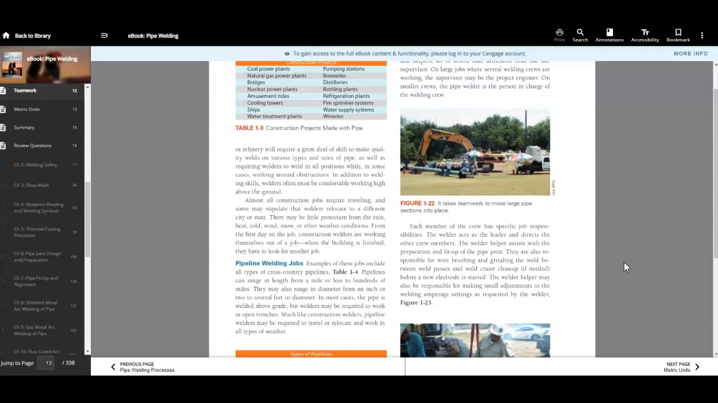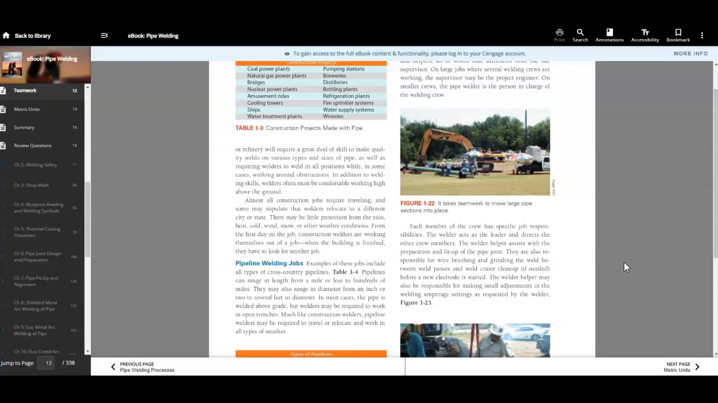Almost all construction jobs require traveling, and some may stipulate that the welders relocate to a different city or state. There may be little protection from the rain, heat, cold, wind, snow, or other weather conditions. From the first day on the job, construction welders are working themselves out of a job. When the building is finished, they have to look for another job.